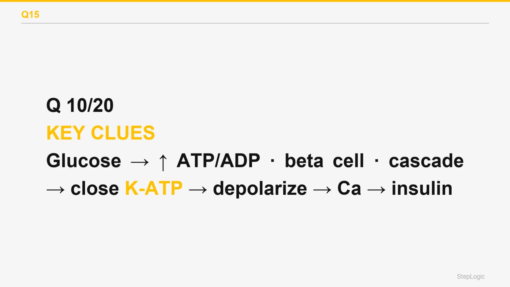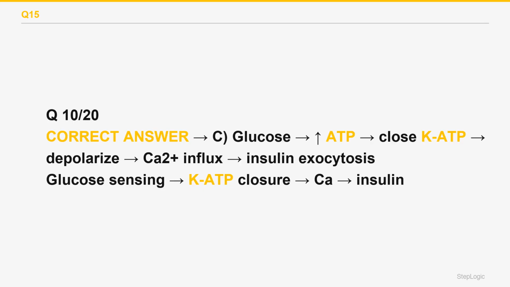Depolarization opens voltage-gated calcium channels, and calcium floods in. The rise in intracellular calcium triggers exocytosis of insulin-containing granules. So, glucose, then ATP up, then K-ATP channels closed, then depolarization, then calcium influx, then insulin release. The correct answer is C.